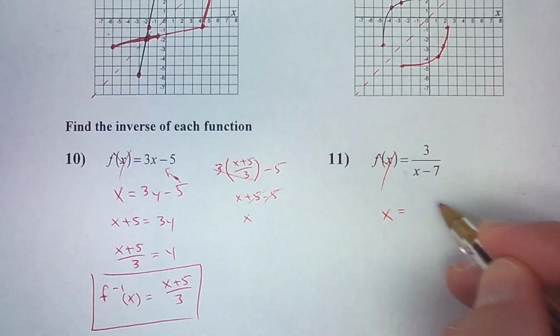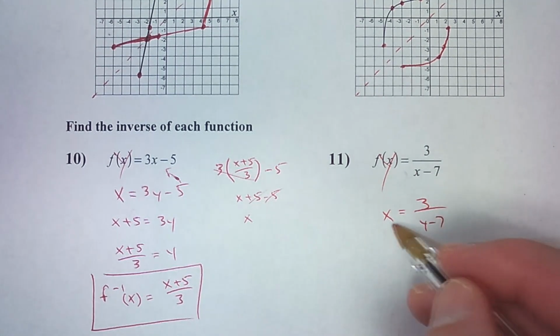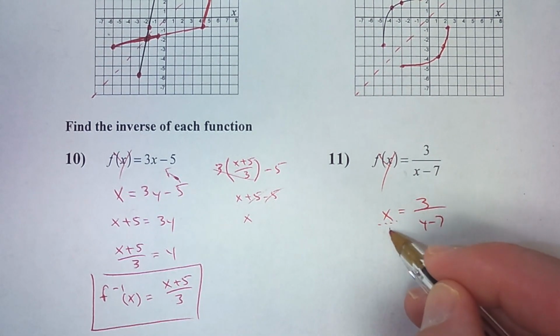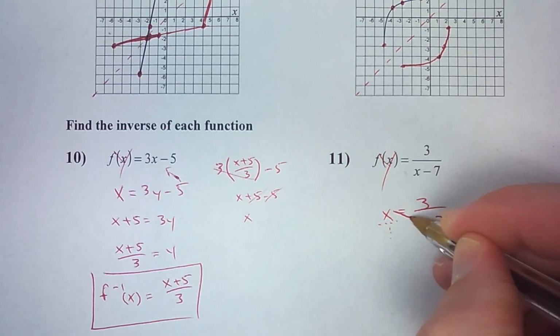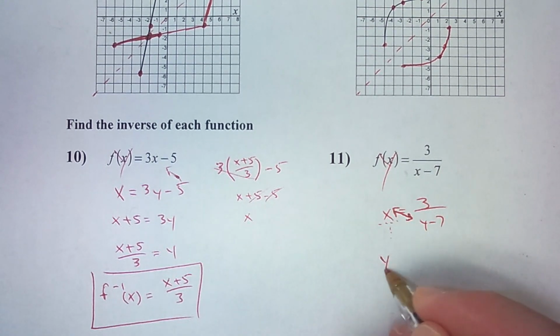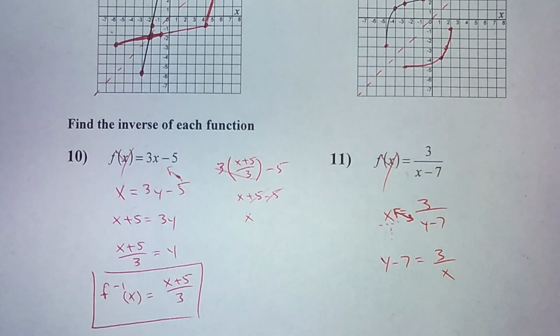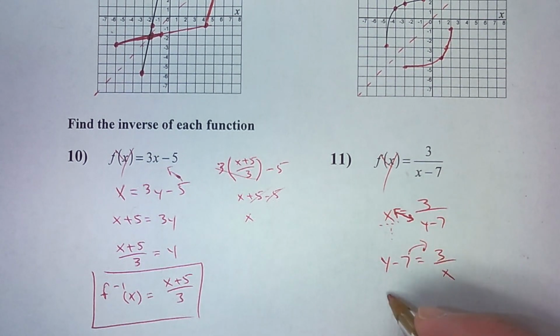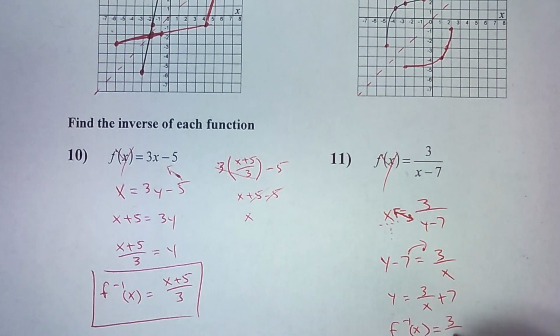Okay, so again, I'll take the x and y and switch them. X equals 3 over y minus 7. Okay, now this is like a proportion. If I just put this over 1, now it is written as a proportion, and a property of proportions tells me I can switch diagonally, so the x and the y minus 7 will switch places. Y minus 7 equals 3 over x. That's a shortcut that cuts out a couple steps for us. Then I can add that 7, y equals 3 over x plus 7. So f inverse of x equals 3 over x plus 7.